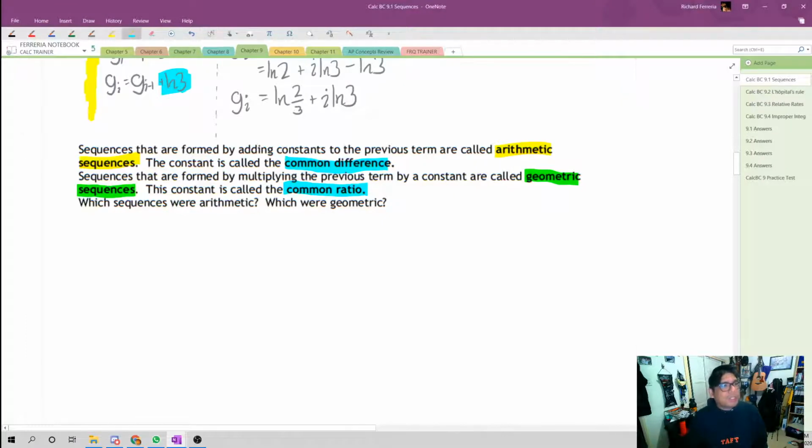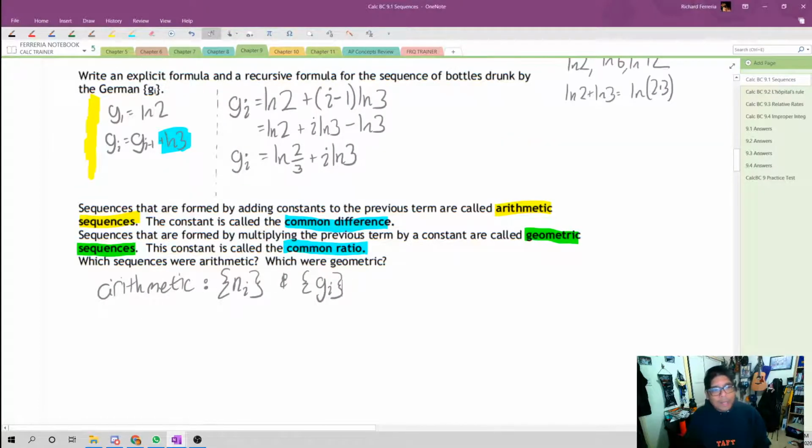So which sequences were arithmetic? That was NI and GI. And finally, which were geometric? That was MI. Now remember, we started off with the GI, the German sequence. We started off thinking that there was some kind of multiplication at play. And there was some kind of multiplication at work here, but it was with the inside of the natural log, not the entire thing.